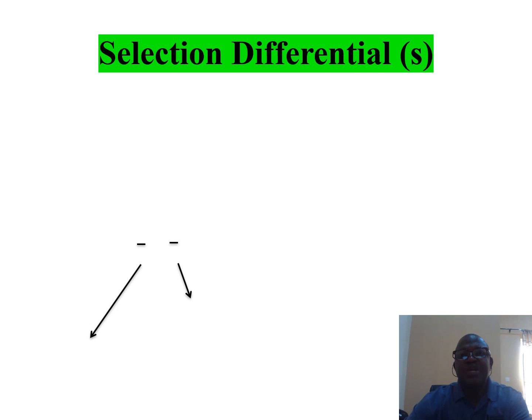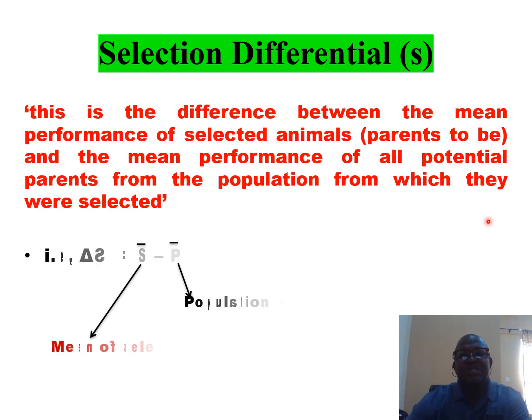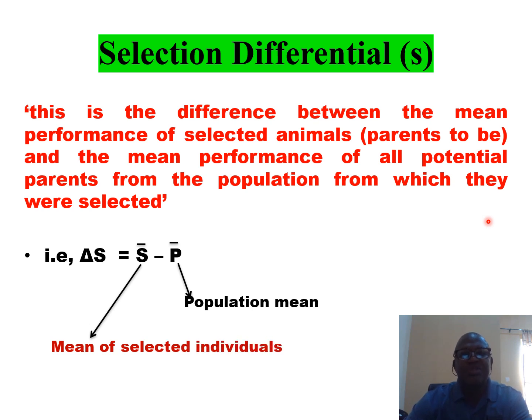We also have what is known as selection differential, represented by the capital letter S. This is defined as the difference between the mean performance of selected animals, that is the parents to be, and the mean performance of all the potential parents from the population from which they were selected. So the formula is simply selection differential equals the mean of the selected individuals that we use for future breeding purposes minus the mean of the entire population.